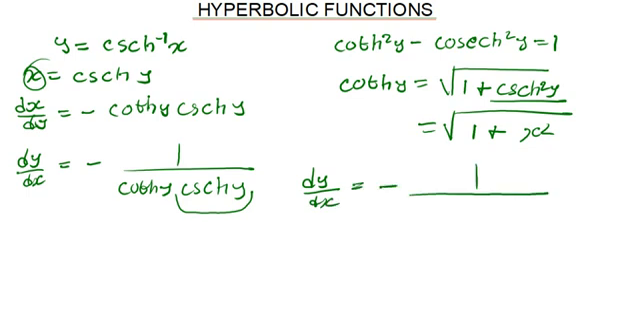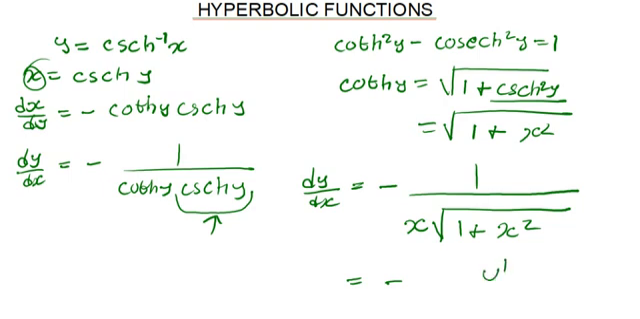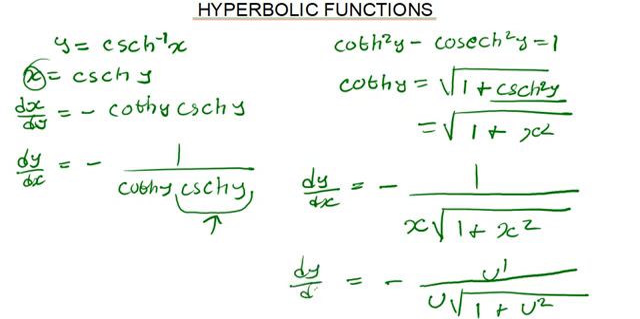1 over, then you're going to have an x outside here that comes from the hyperbolic cosecant. Then the root there, you're going to have 1 plus x squared. If you are to write it in terms of u, this is minus u prime over u times the root of 1 plus u squared, and that's what you're going to get as the expression for dy/dx for hyperbolic cosecant inverse of x.